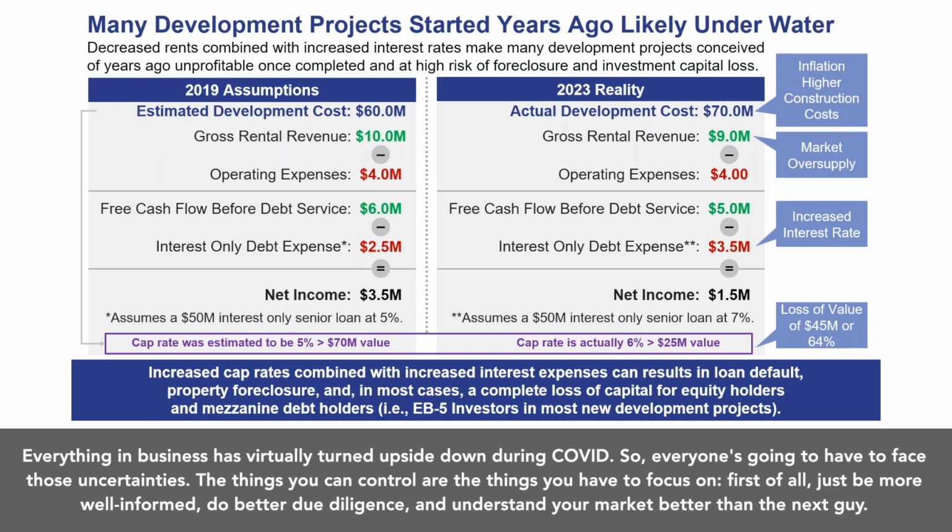So the things you can control are the things you have to focus on, which is, first of all, just be more well-informed, have done better due diligence, and understand your market better than the next guy.